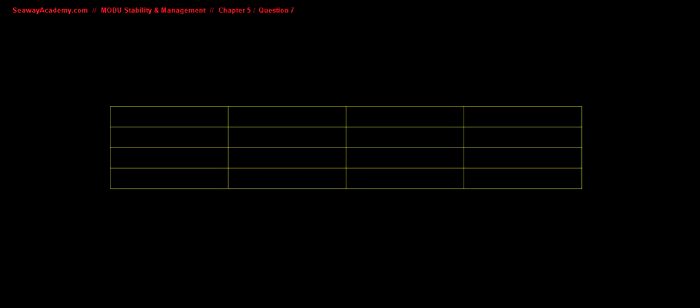Chapter 5, Question 7. Calculate the fluid GM of the vessel. So the first thing we need to do is to calculate the ballast that's on board. And this is going to create a free surface effect because it's only a half-filled tank.